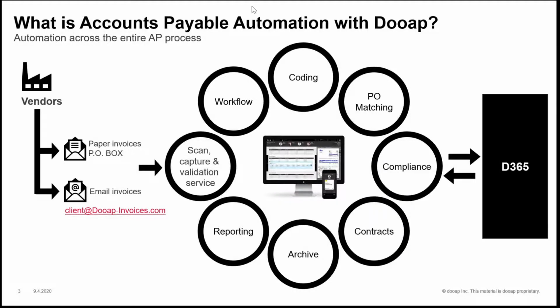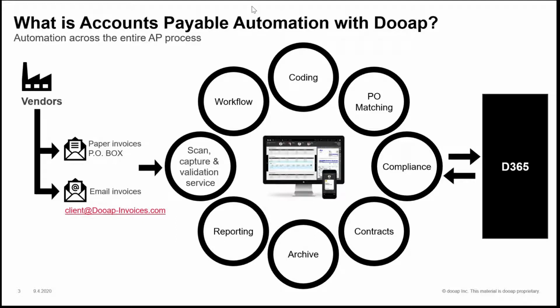So what is accounts payable automation with Dooap? Well, we provide a fully automated AP processing platform for our users. For starters, we offer a mailroom service. These are a group of folks where we create an email address for invoices to be sent to. Our mailroom team scans those invoices, captures the data on them, and validates the data prior to importing into Dooap. Now, if clients have paper invoices, we will also open up a PO box for those to be sent to.